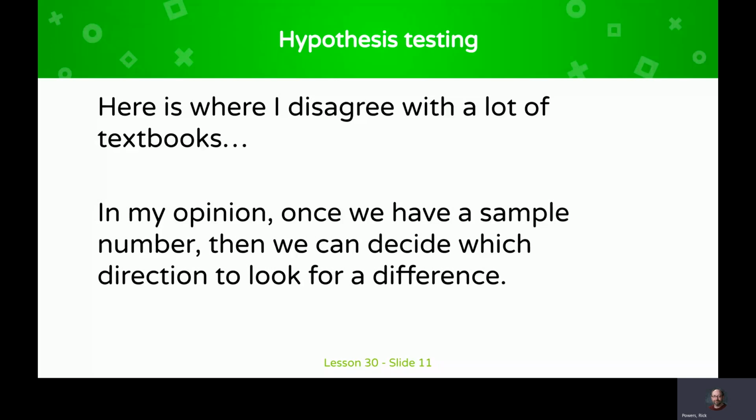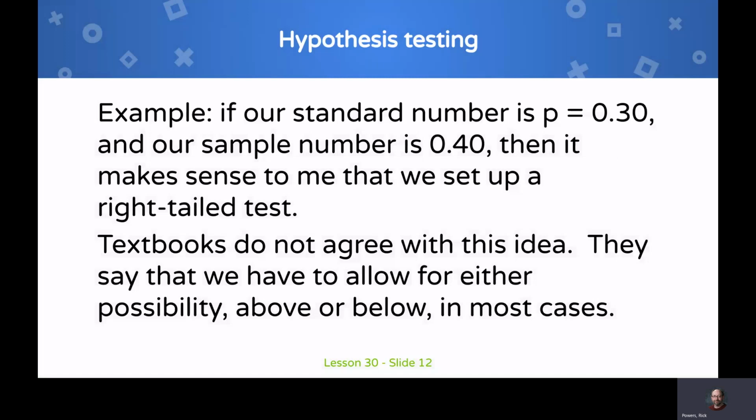Here's where I disagree with a lot of textbooks. In my opinion, once we have a sample number, then we can decide what direction to look for a difference. Example, if our standard number is the population proportion of 0.30 and our sample number is 0.40, then it makes sense to me that we set up a right-tailed test. Textbooks do not agree with this idea. They say that we have to allow for either possibility, above or below in most cases.